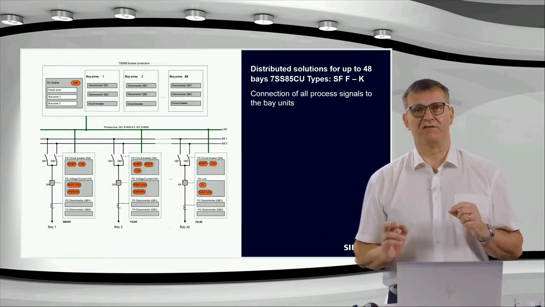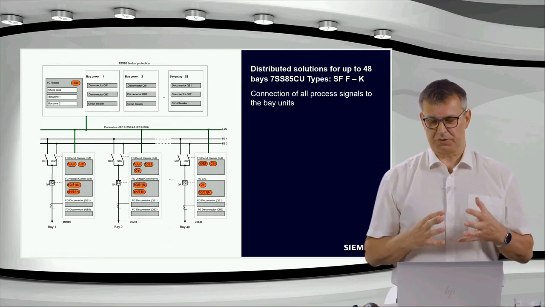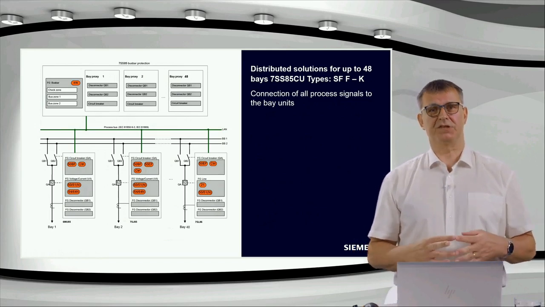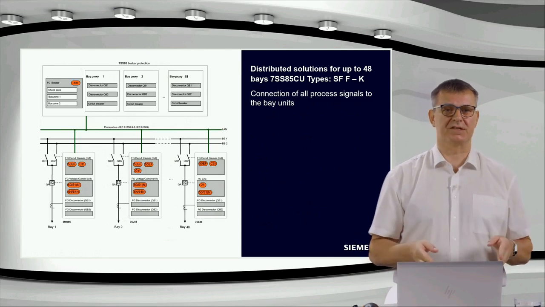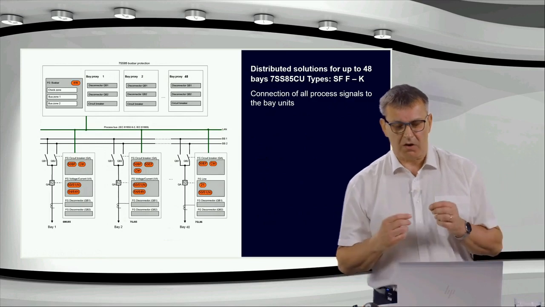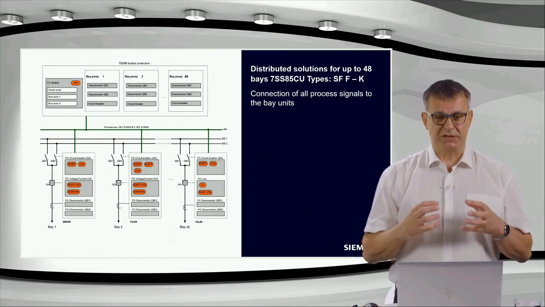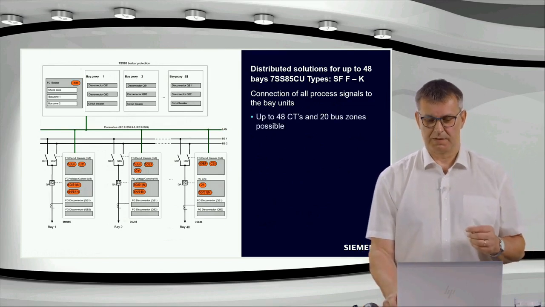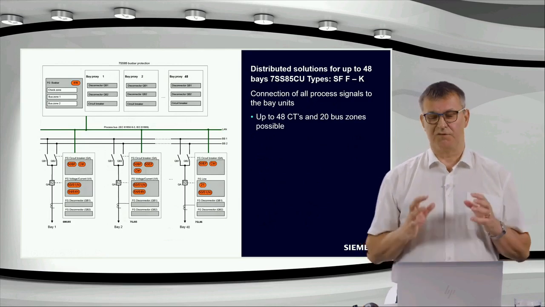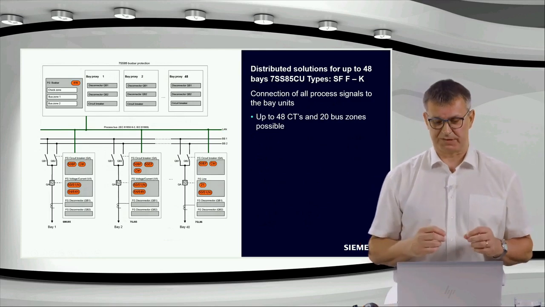Let's come to our final type, our newest type, the fully distributed approach, where we have a different type of the 7SS85 compared to the centralized and to the IEC 61850 compliant solution. Here, all process signals must be connected to the bay units. With this approach, it is possible to have a maximum of 48 current transformers, and we have a maximum of 20 bus zones.